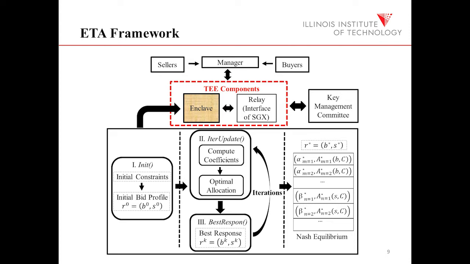The key management committee generates a key pair, a public key and a private key, for buyers and sellers. Input encryption: the private key is used inside the TE component for decryption and preparing for further computations. All agents participate in the auctions, while the manager handles all the incoming requests and delivers the results as administrator. Also, the TE components will be targeted by the manager.